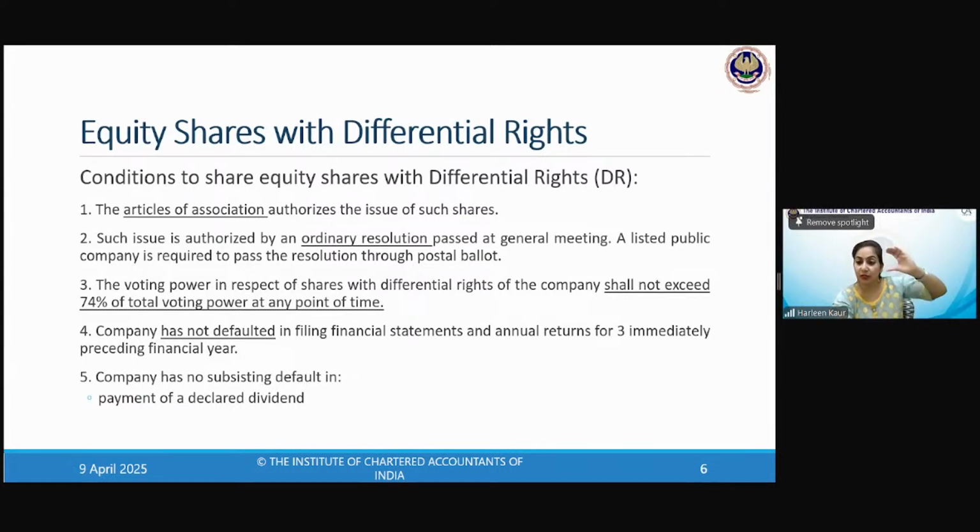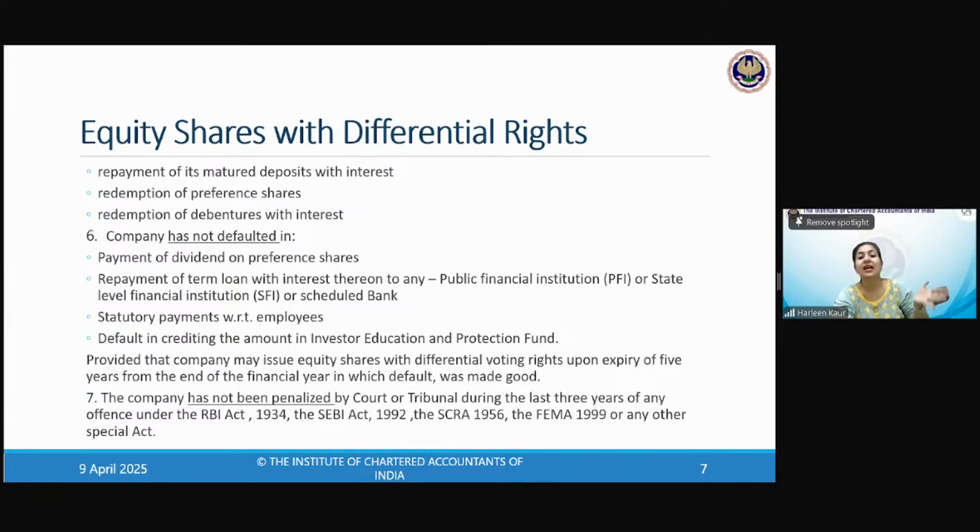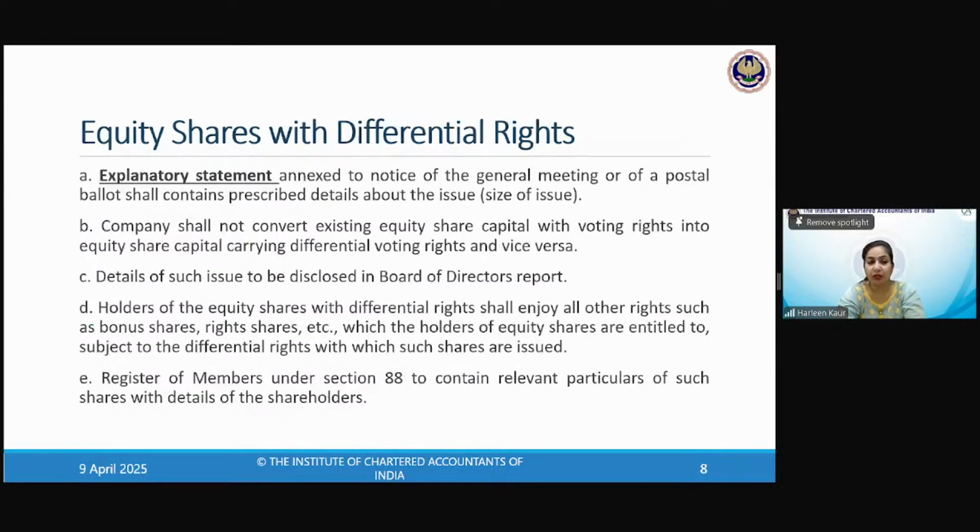Then we have discussed this was the compliance, then 3 defaults, and any other 3 defaults, that is term loan payment, dividend on preference shares. What is the time period after which they can issue the differential voting rights after making the default good? 3 years, 2 years, 5 years? Yes. Pragya, Naya, Anubhav, all of you, Priyanka, correct answer. 5 years is the correct answer.